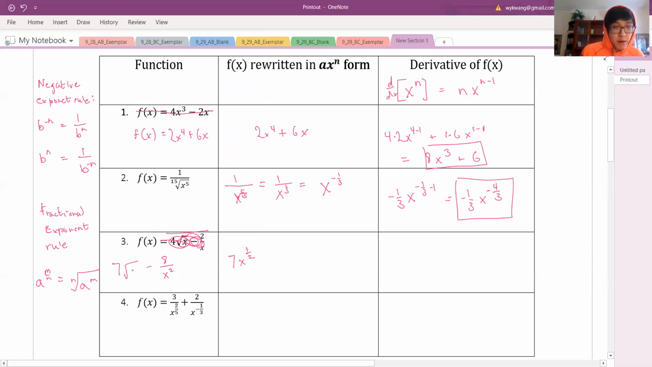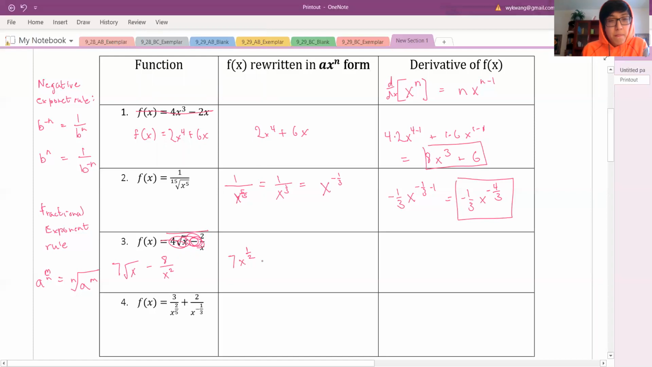And that's just something you should memorize. Anytime you see a square root of something, it's really just that number to the 1/2. So square root of x is always equal to x to the 1/2. Anyway, then it's minus 8 over x squared.